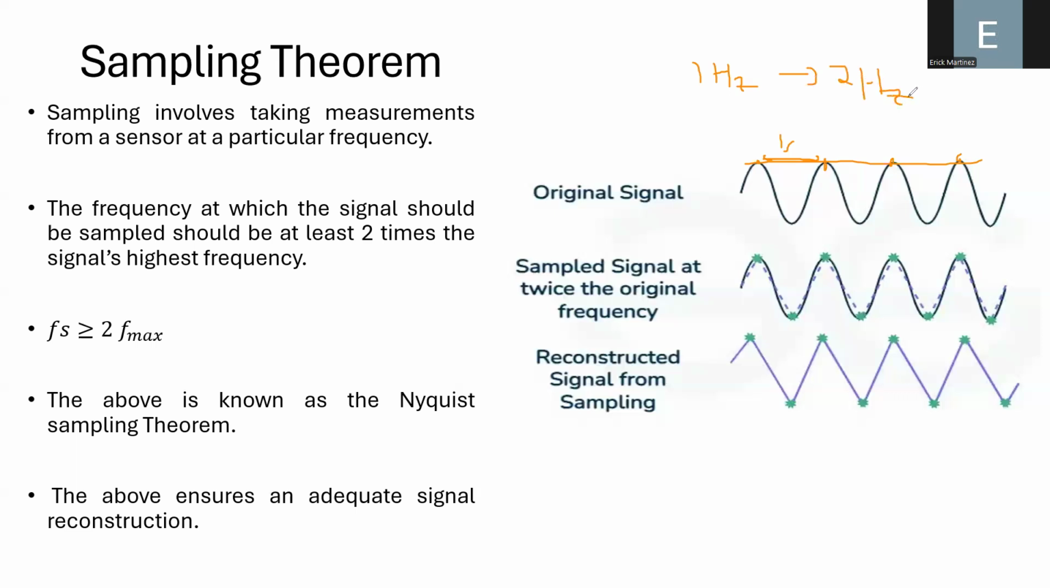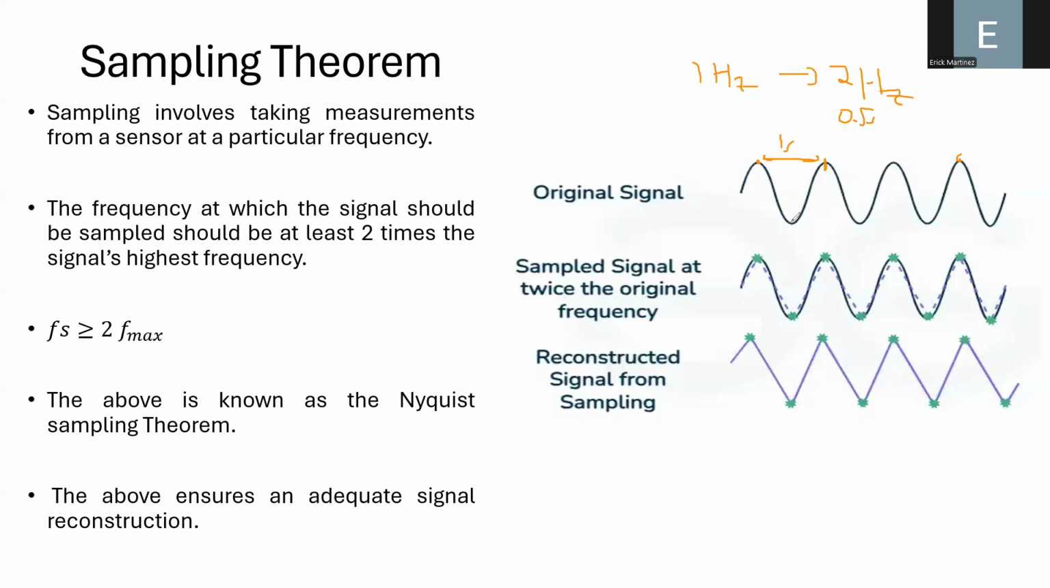If I sample at 2 hertz, translated to time, this will be equal to 0.5 seconds. So if I take this signal as an example again, I will capture the signal at this point, and then I will capture the signal at half a second.